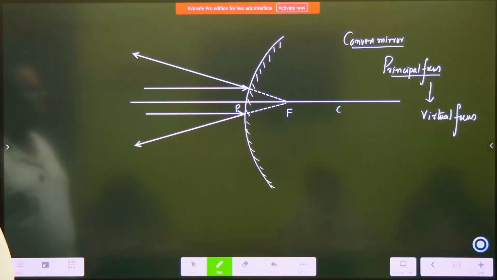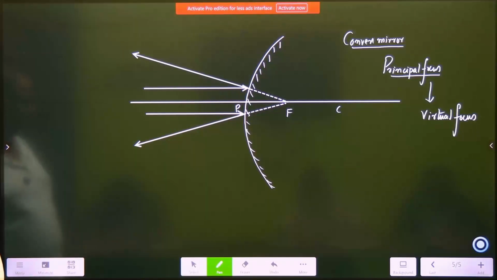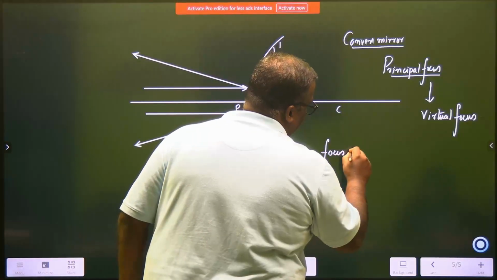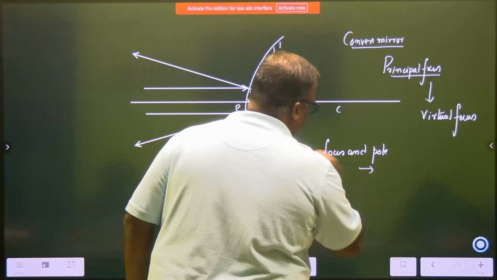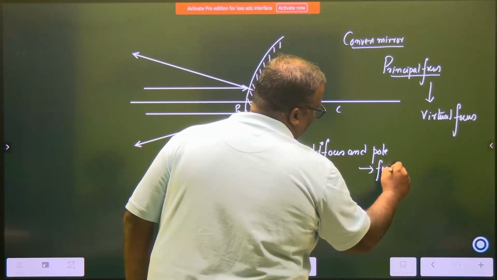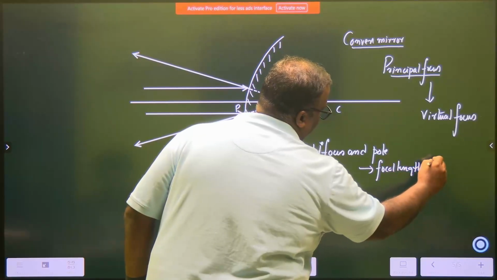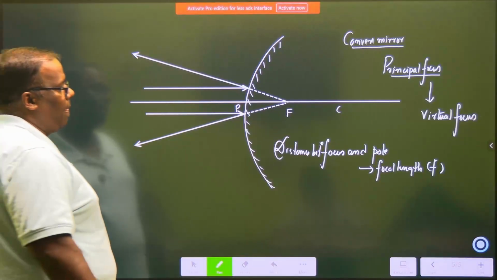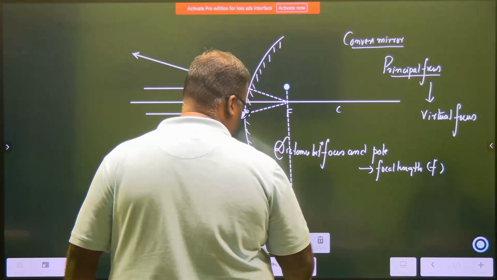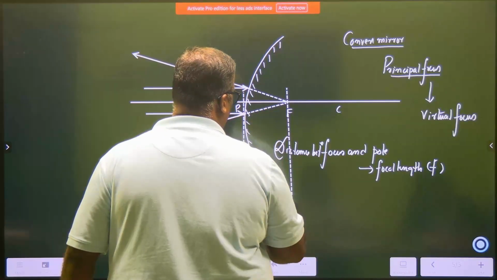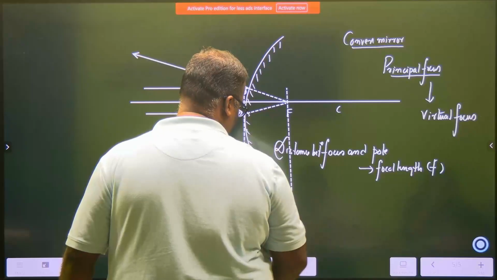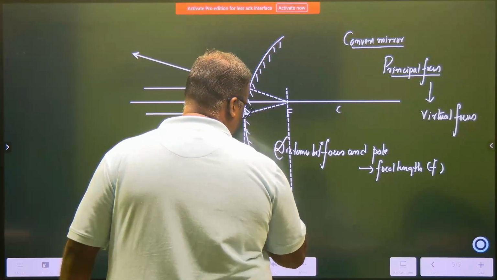The focus lies behind the mirror, and the distance between focus and pole is known as the focal length, usually denoted by the small letter f. So in our diagram, this is my focal length.